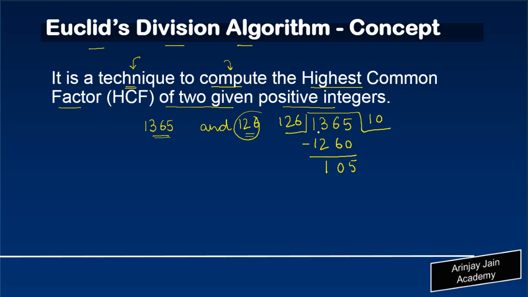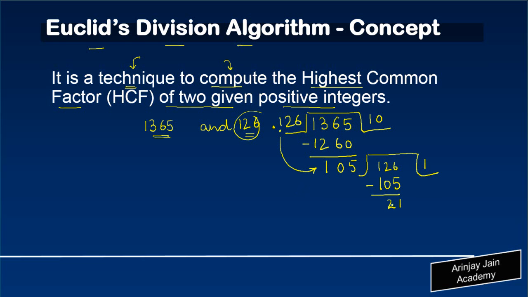Once you've done this subtraction, whatever was the divisor in the previous step, 126, is now to be divided by the remainder. So I divide 126 by 105. This goes one time. I write this as 105 and I subtract 105 from 126 and I get 21.